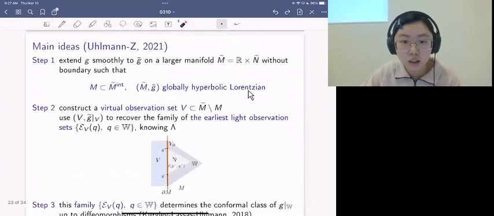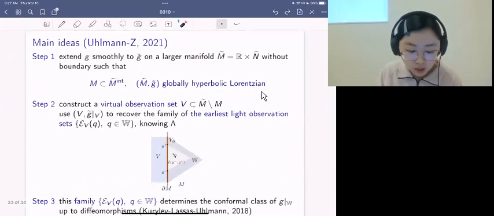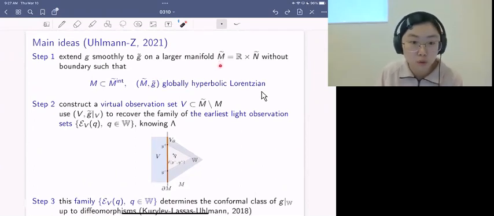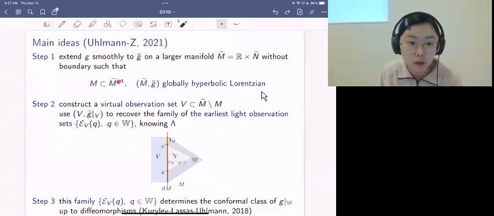So the main idea is we do the following steps. First, we extend the Lorentz manifold to a larger manifold M tilde, g tilde, which is also a globally hyperbolic Lorentz manifold, such that M tilde is a manifold without boundary, and M is contained in the interior of M tilde.